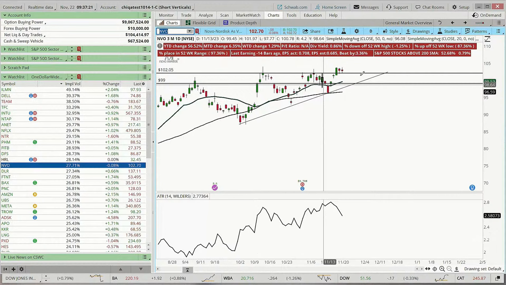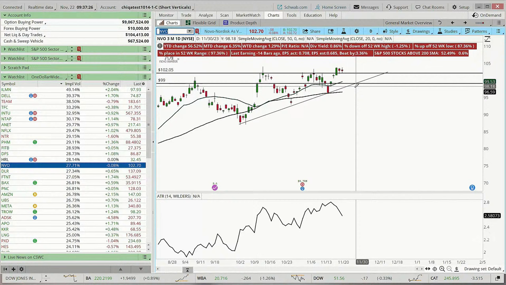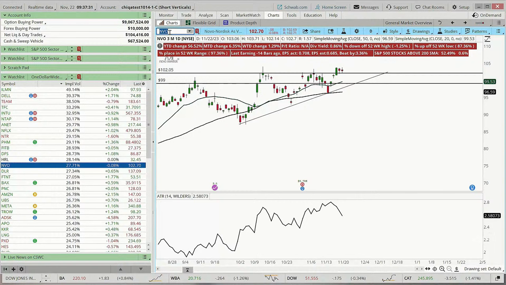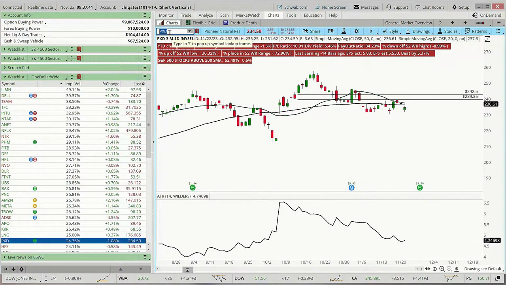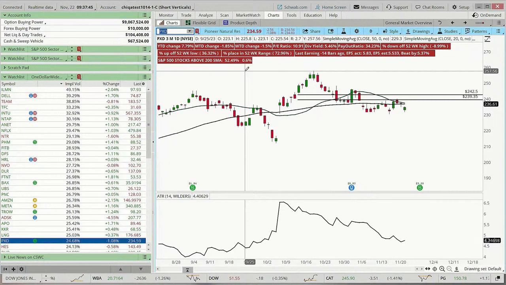So we are looking at the PXD versus the NVO. Let me jot that down so I don't forget that. NVO and PXD. Okay, so NVO or PXD. Do feel free, just go ahead and chat over there in the chat window. NVO or PXD, I'll leave it up to all of you.